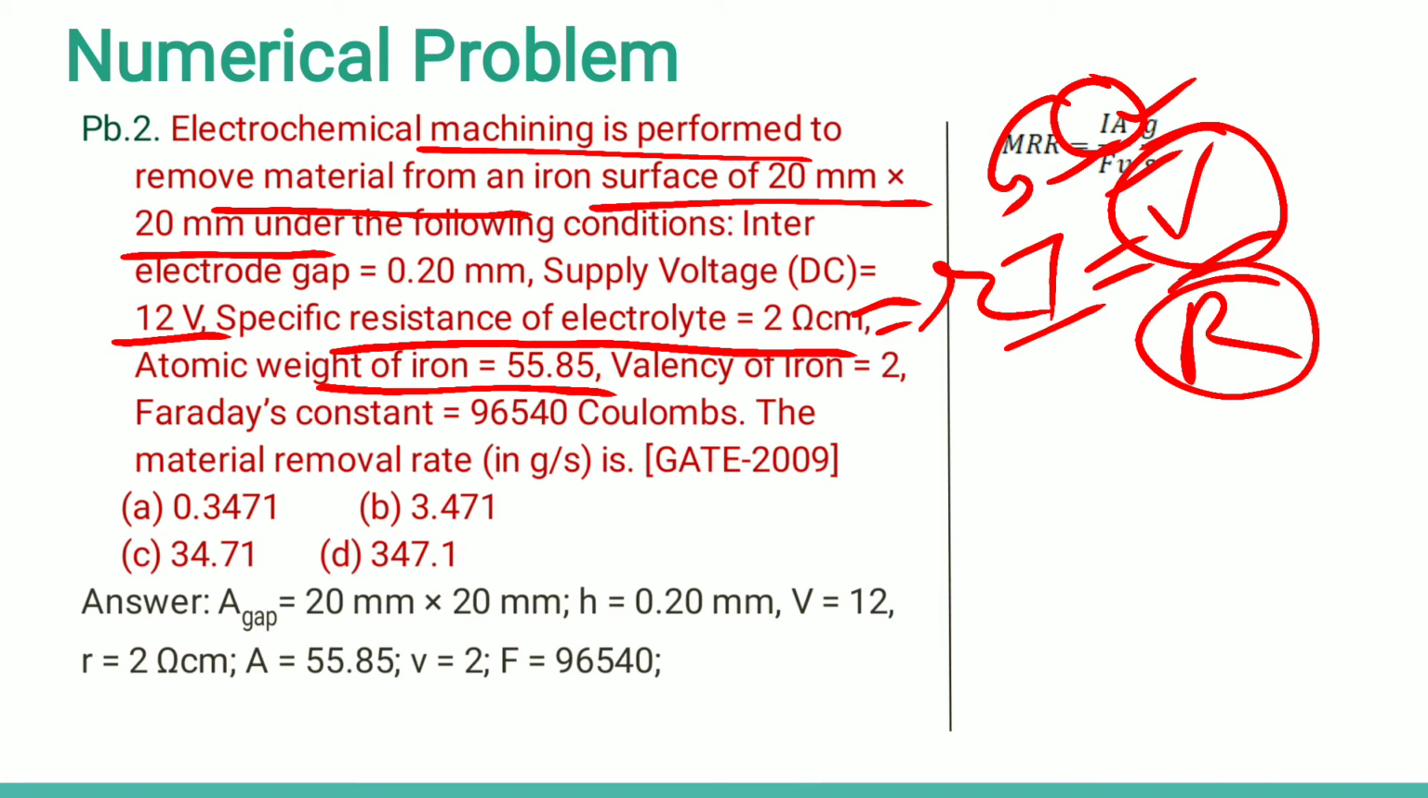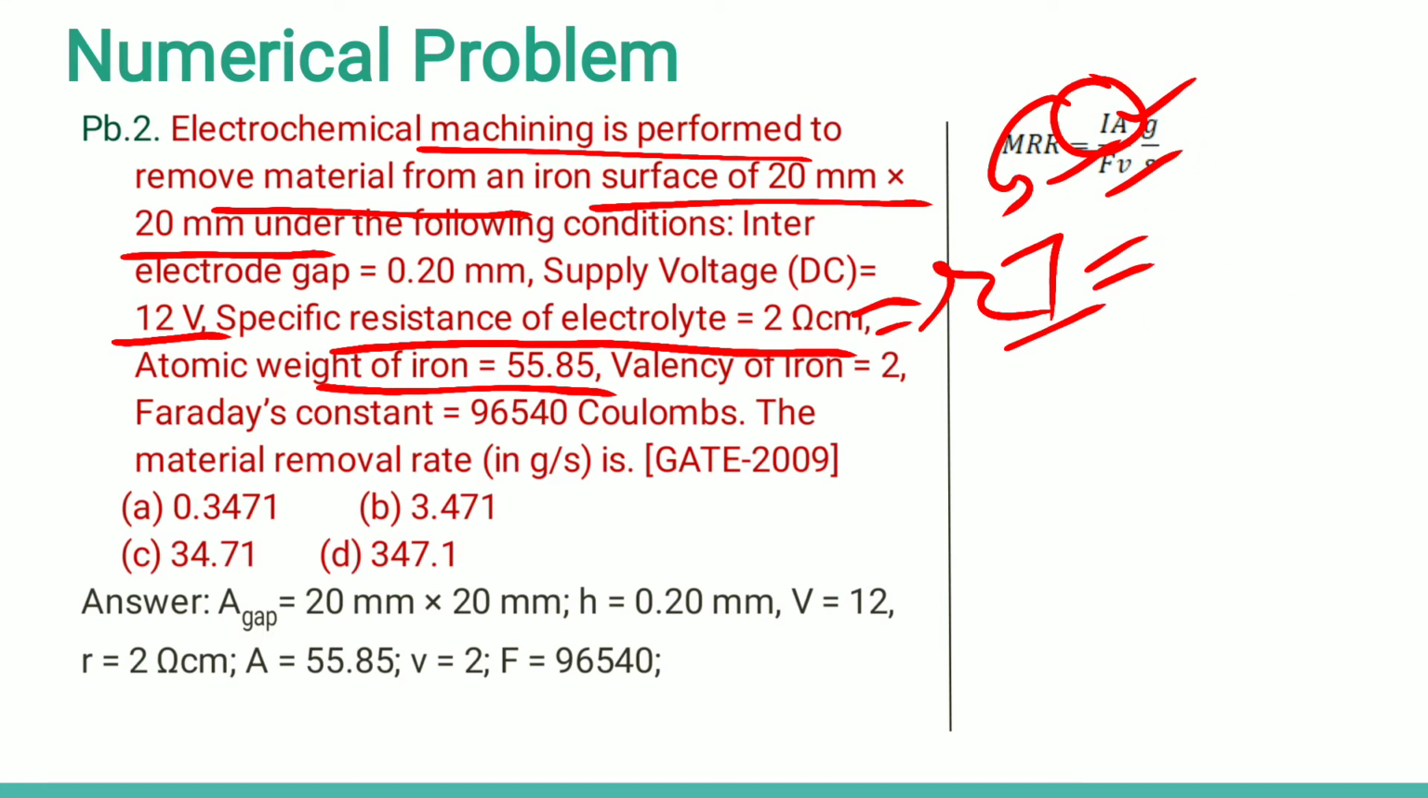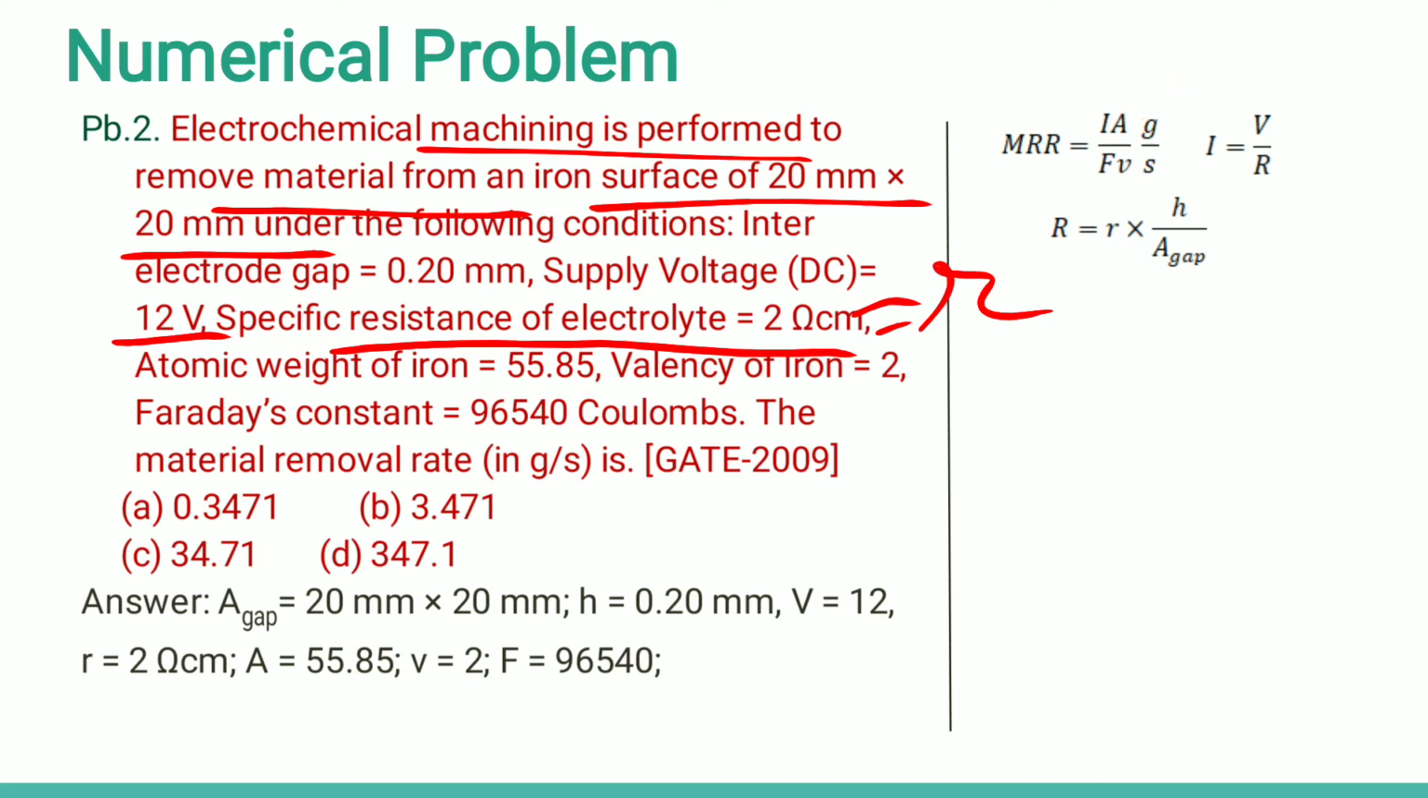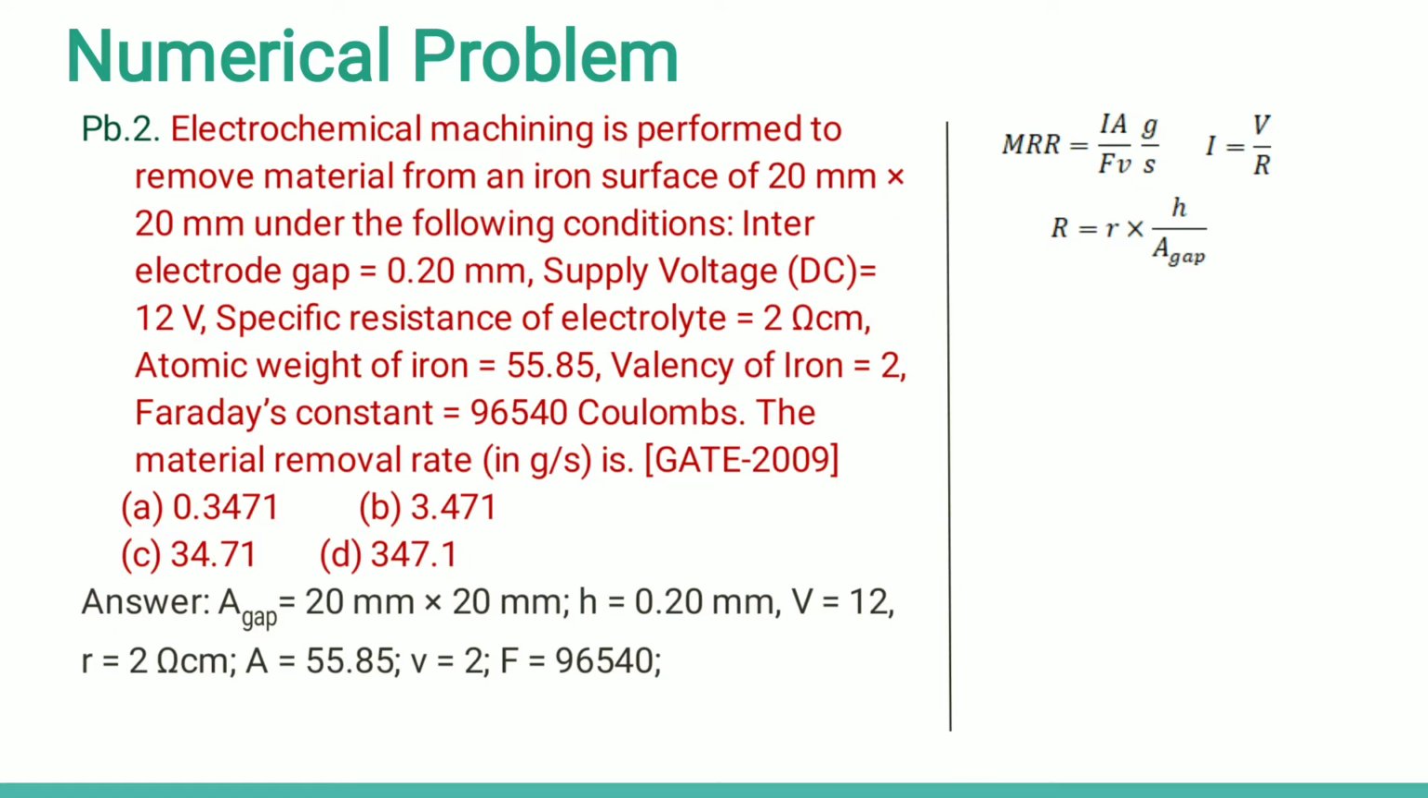So for that R, I is equal to V by R, and R is calculated as small r, that is specific resistance, into h upon area between the gap. This is the formula that we are using to calculate this capital R. The small r is basically the specific resistance, that is in ohm centimeter, and h is the minimum gap, that is in mm, and area, the surface area or the gap area, is in mm square.